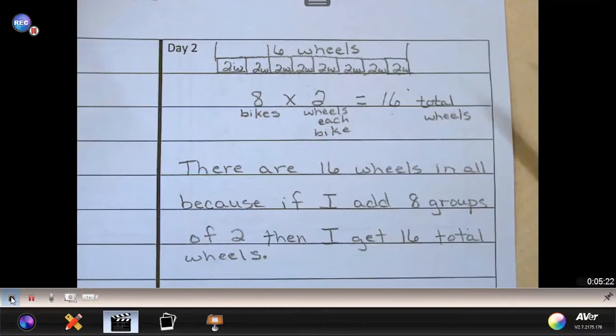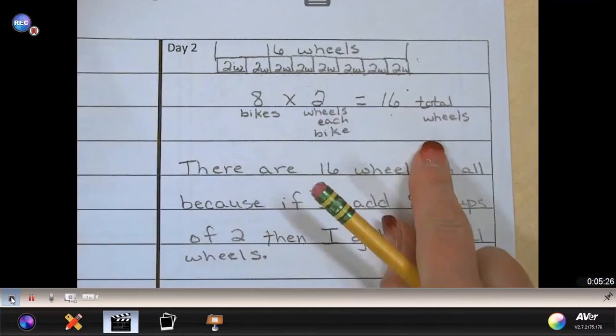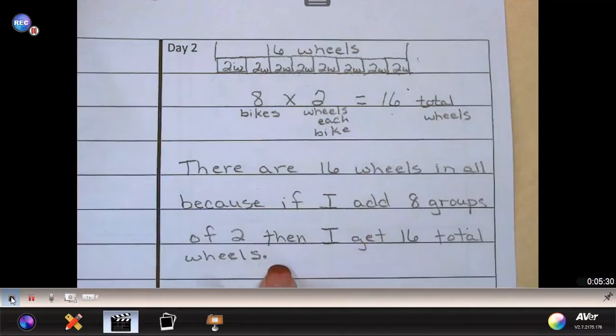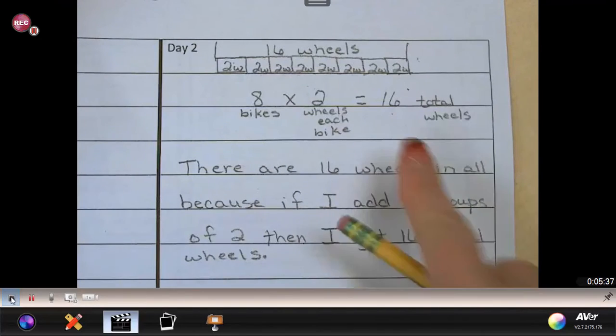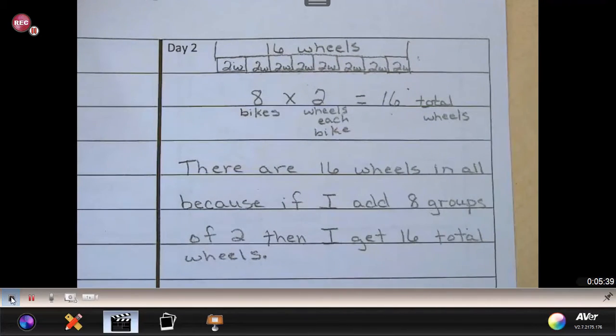And so here is our showing our work. Here's our problem or our equation to show our work. And we have given an answer statement and explained how we found that product here. Okay, so let's move on.